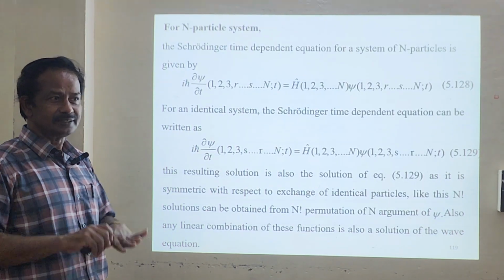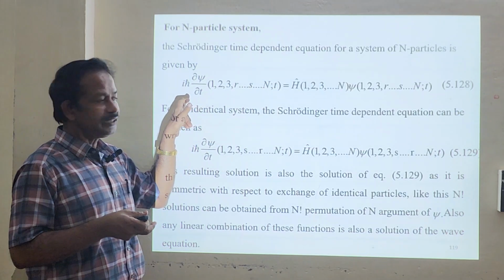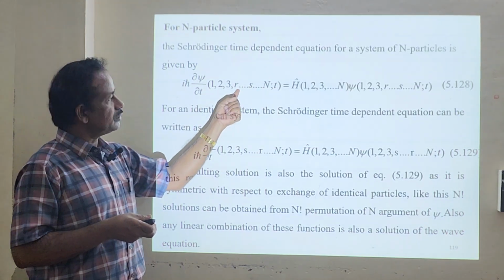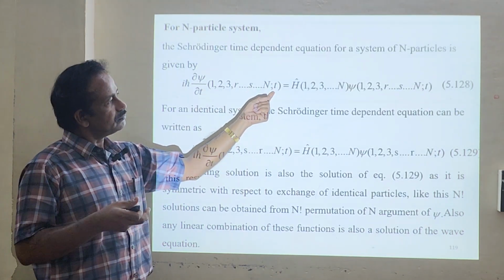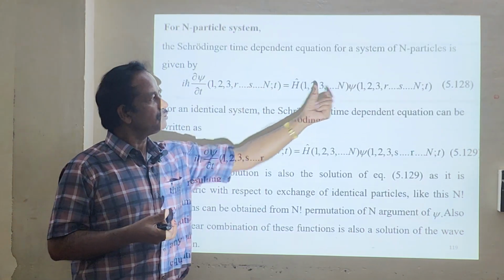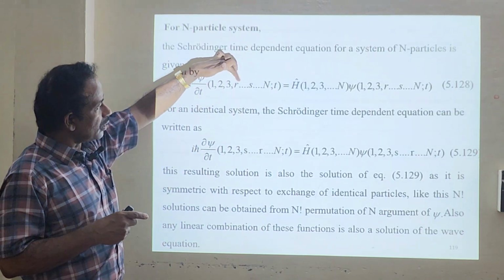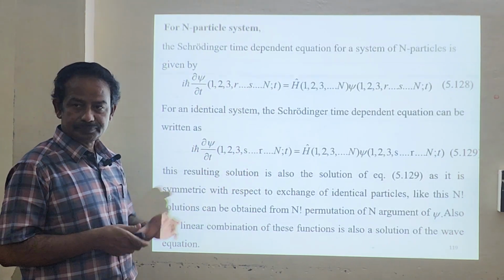Okay, we are going to interchange by the same method. So i h-bar d psi by dt equals H psi, where psi is psi(1, 2, 3, ... r, s ... n) as a function of t, again a function of t, that will give you this. Suppose you are going to interchange the particles. So rs becomes sr.